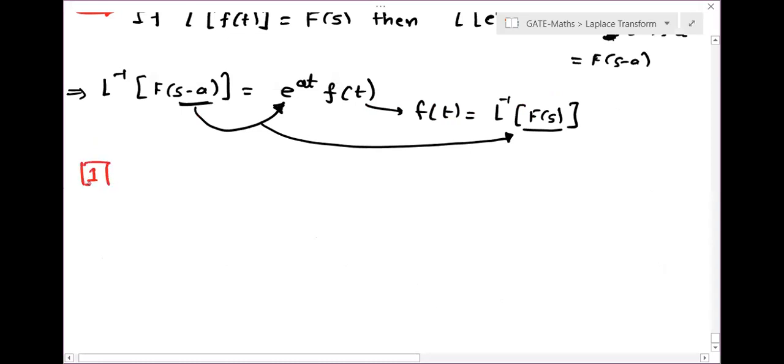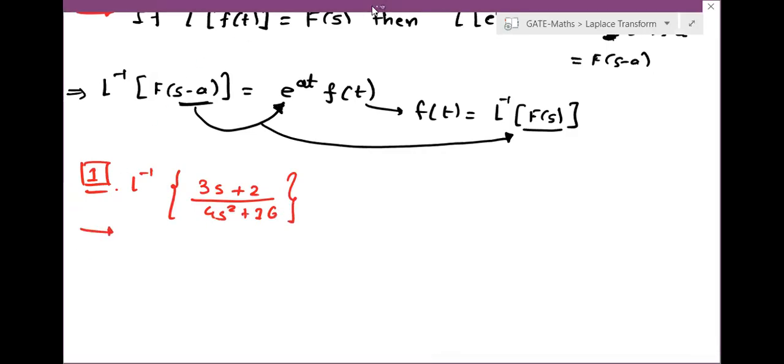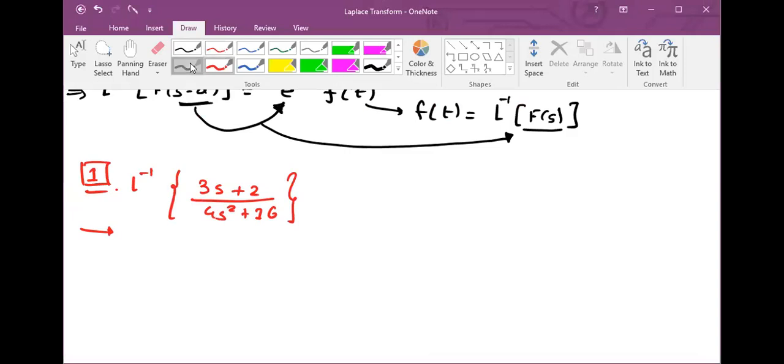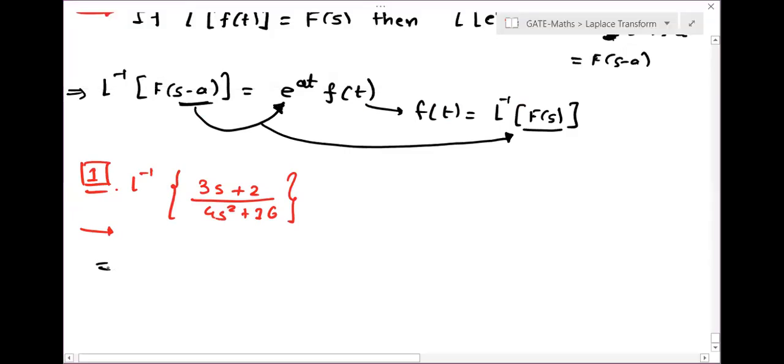Question number 1. Laplace inverse of 3s plus 2 divided by 4s square plus 16. Now let us try to find its inverse Laplace. Now we are not having any formula like this, right? But we are having the formula of s divided by s square plus a square and a divided by s square plus a square, isn't it? So let us try to convert it into these forms.